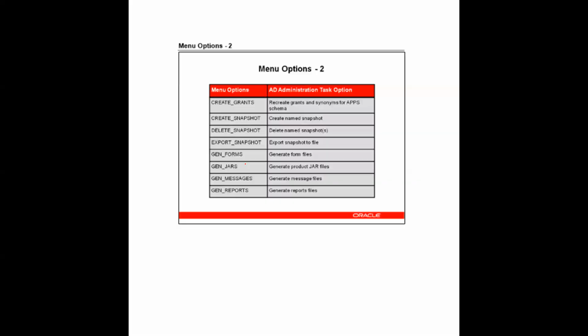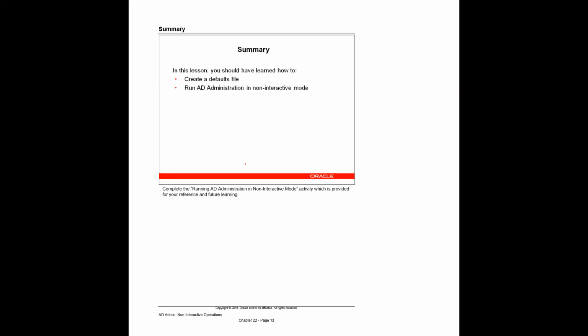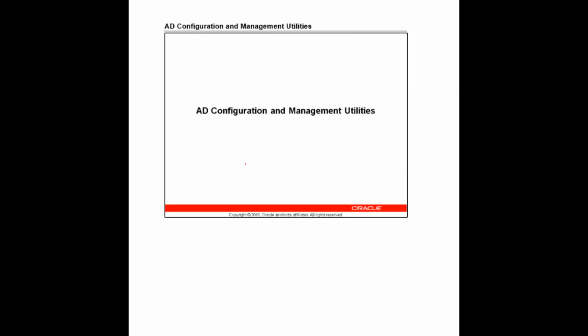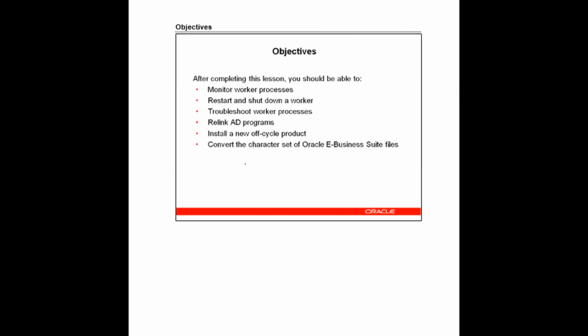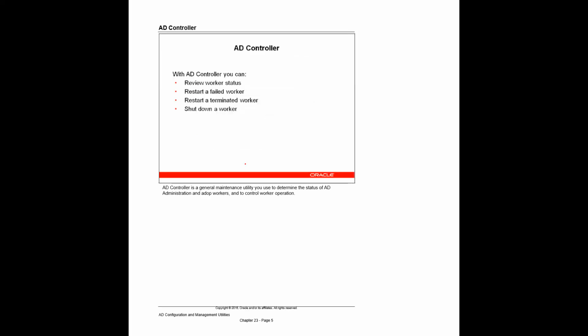So there are different menu options for different purposes, right? AD configuration and management utilities, right? So here we have one. In all of this, I like this particular topic, because basically the workers management: monitor the worker process, restart and shut down a worker, troubleshoot a worker, relink application programs, install new products, convert the character set. This is again an important topic where we have to spend some time, because every apps DBA needs this, how to use AD controller.